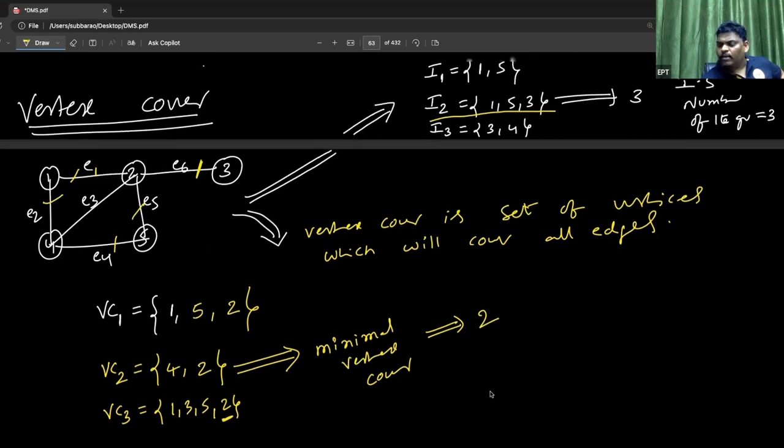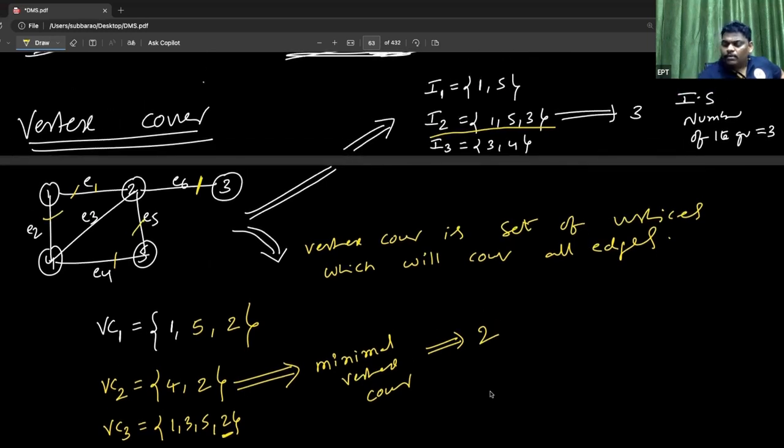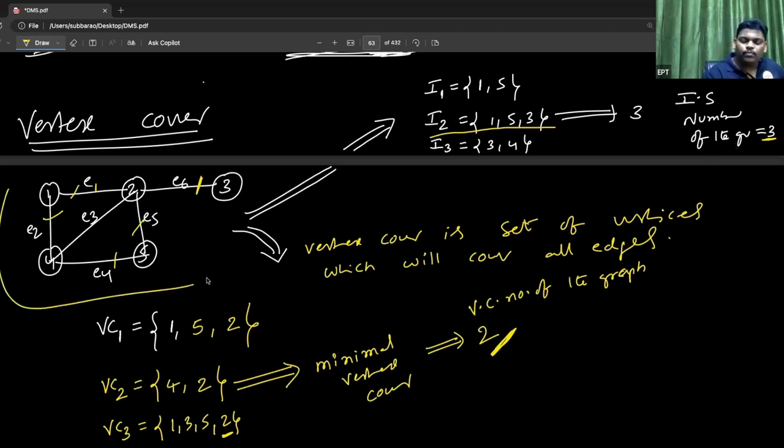Now everyone remember. From this problem, I want to say one thing. This is called minimal vertex cover. This is called vertex cover number of the graph. This minimal, maximal, you have to remember properly. Vertex cover number of the graph is 2. Independent number of the graph is 3. If you add 2 plus 3, 5, which is the number of vertices.